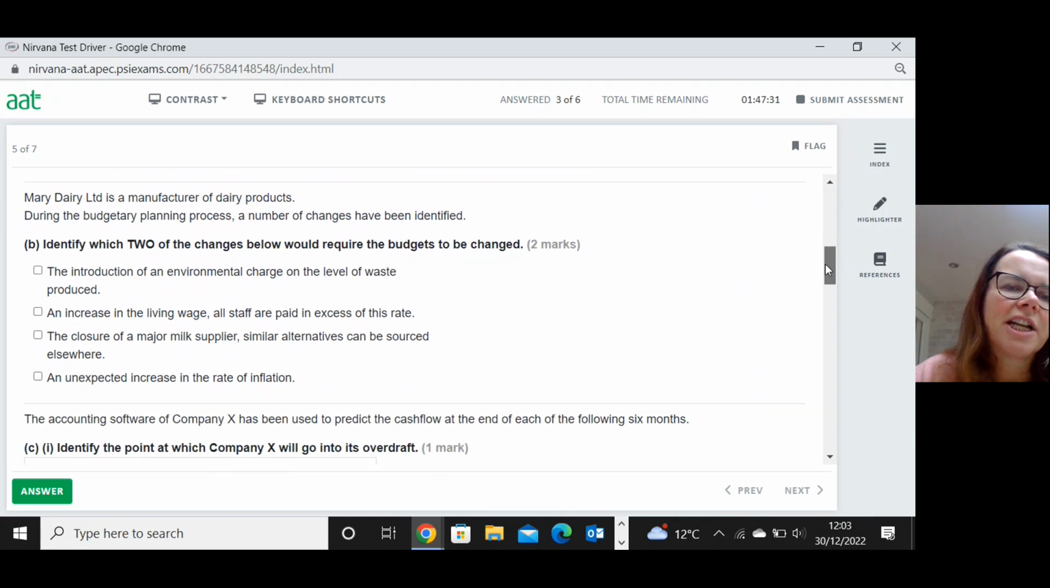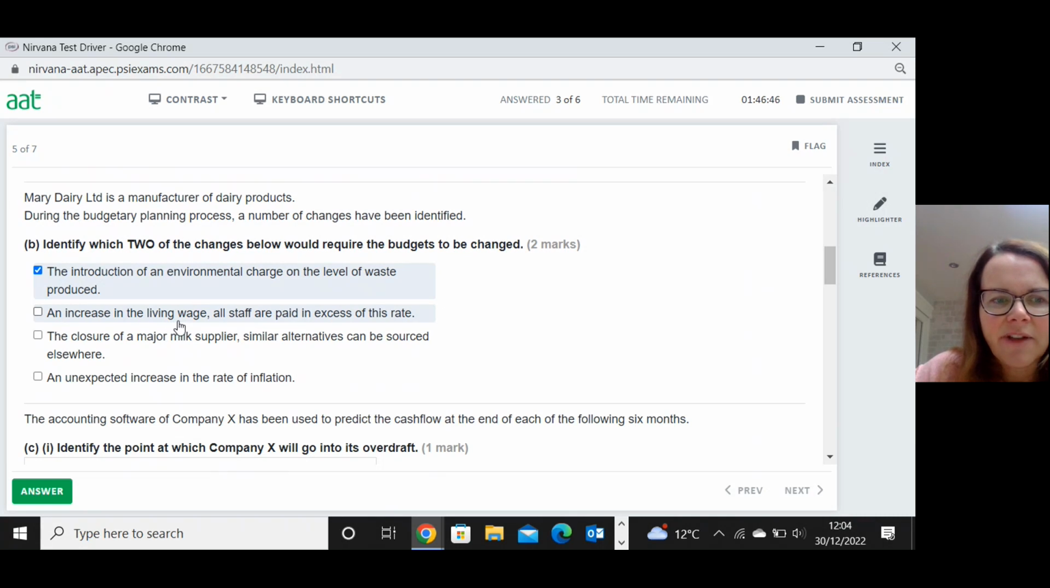Mary Dairy Limited is a manufacturer of dairy products. During the budgetary planning process, a number of changes have been identified. Which two of the changes below would require the budgets to be changed? Okay, the introduction of an environmental charge on the level of waste produced. So this is during the budgetary planning process. If you didn't think there was an environmental charge and now suddenly you are aware that there is, then you're not going to be able to avoid that. You're going to have to include it in your budget. So I would change that in the budget for sure.